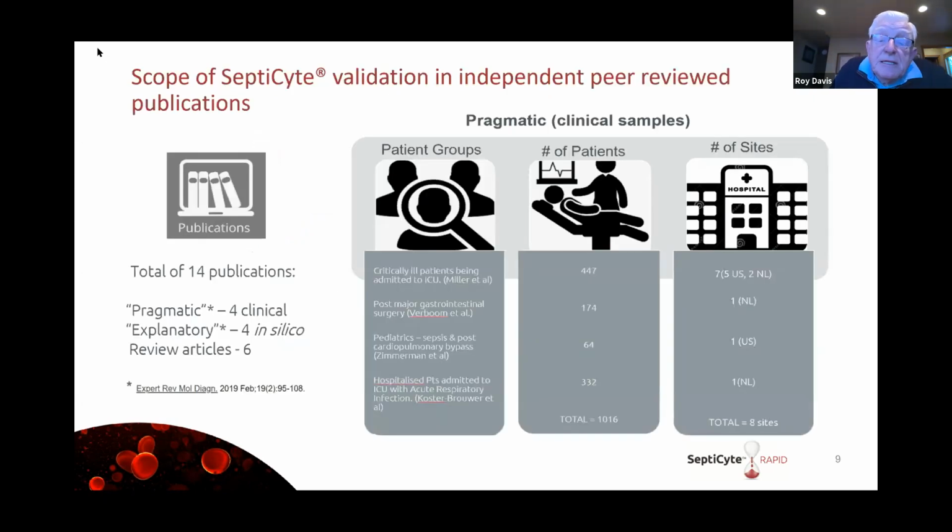Septicyte has been validated and reported on in independent peer-reviewed publications. Initially, we have 4 pragmatic clinical studies, including the initial validation study by Miller et al. There are a number of explanatory in silico studies that have been performed, and now there are 6 articles reviewing the role of Septicyte Rapid in the diagnosis of sepsis in different locations and areas.